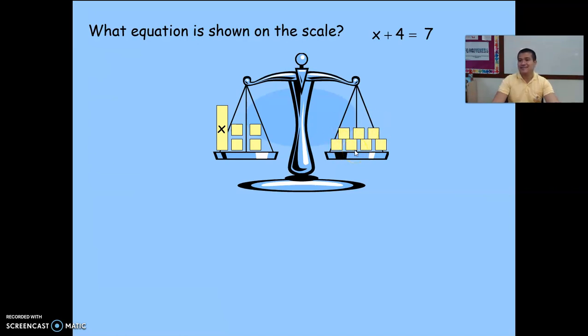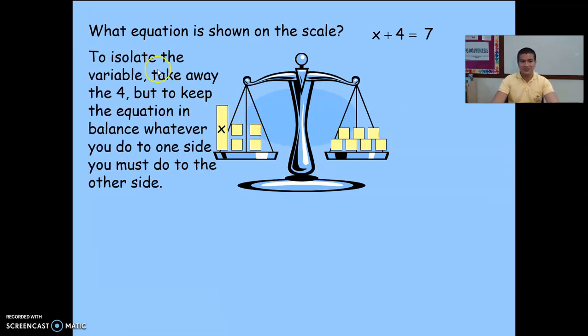So how do we balance the equation? How many boxes do we need so that the scale will be balanced? To isolate the variable, take away the 4, but to keep the equation in balance, whatever you do to one side, you must do as well on the other side. So when you take away 4, you must take away 4 on the other side as well. So there will be 3 boxes left. That will maintain the balance of the scale.